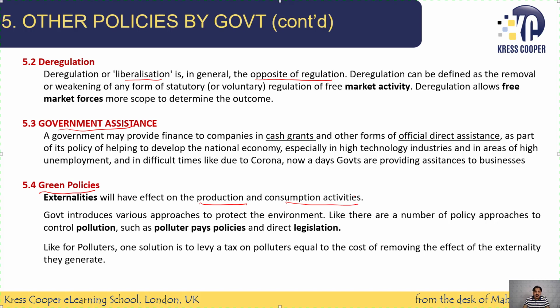The government wants to protect the environment, and to protect it, the government applies various tools. Like a polluter pay policy, or the government can bring direct legislation also. In case of a polluter pay policy, one solution is for the government to levy a tax on polluters equal to the cost of removing the externalities they generate. So these are the policies the government sometimes adopts to control pollution, which will have an impact on businesses as well.